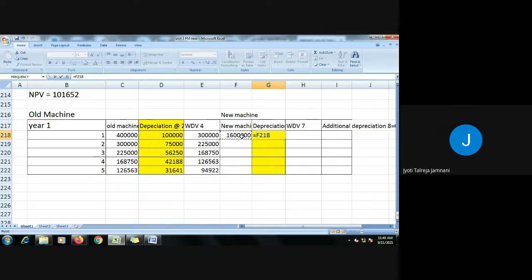Similarly, we have to do it for the new machine. 16 lakh into 25%, and the WDV is 16 lakh minus the depreciation of 4 lakh. So we get 12 lakh for the next year.